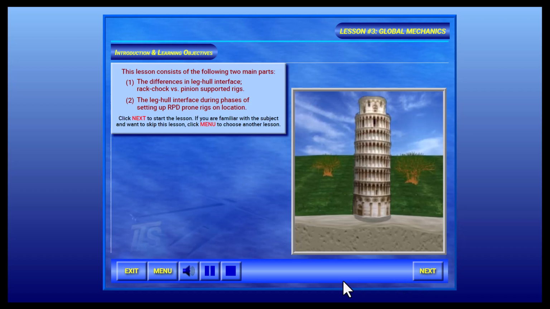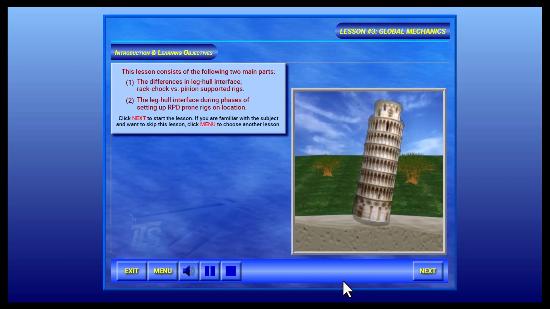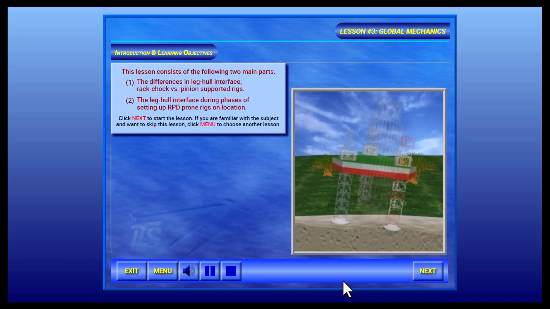This lesson consists of the following 2 main parts. 1. The differences in leg hull interface, rack chock versus pinion-supported rigs. And 2. The leg hull interface during phases of setting up RPD-prone rigs on location.